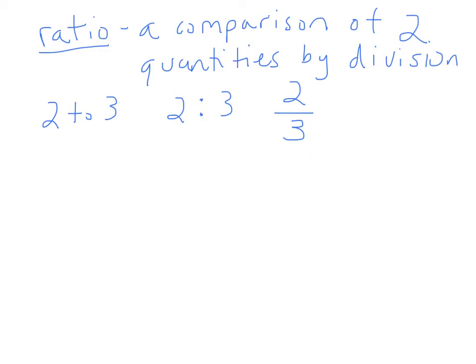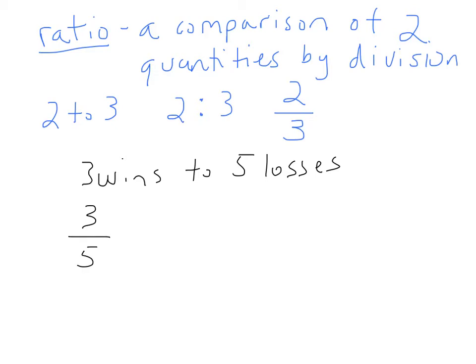Let's take an example here. Let's say a team has 3 wins to 5 losses. We would say that the ratio of wins to losses is 3 to 5. That's wins to losses.